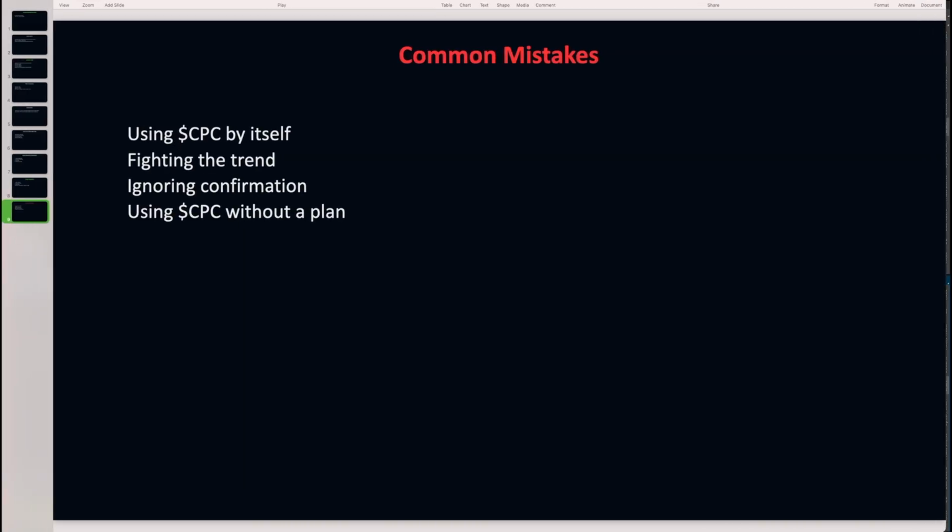So you've got CPC: don't use it by itself. Don't fight the trend. You're ignoring confirmation and you're using CPC without a plan. It's a sentiment tool, it's not a trading strategy. Never buy just because it's too high, never short because the ratio is too low. You still need price action, levels, you need confirmation.